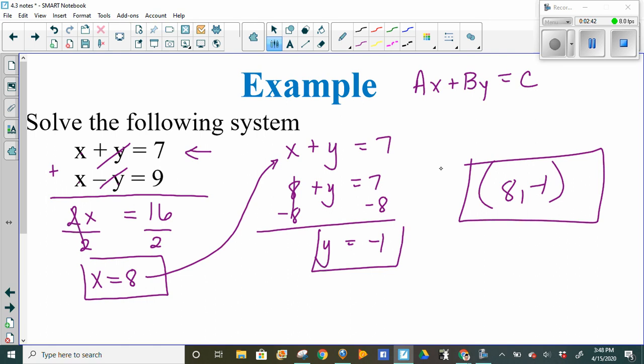And you're done. Okay, so when you look at your two equations together, you always want to look at the x's and y's. The whole point is to get one of them to be positive and one to be negative, but they have to have that same number in front of them so that they will cancel out. Okay, so let's look at some other examples.